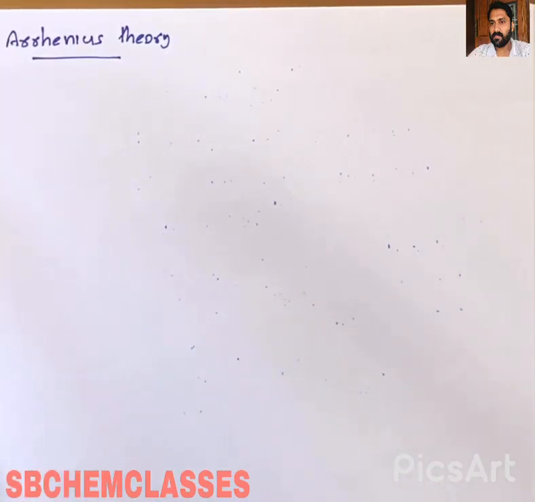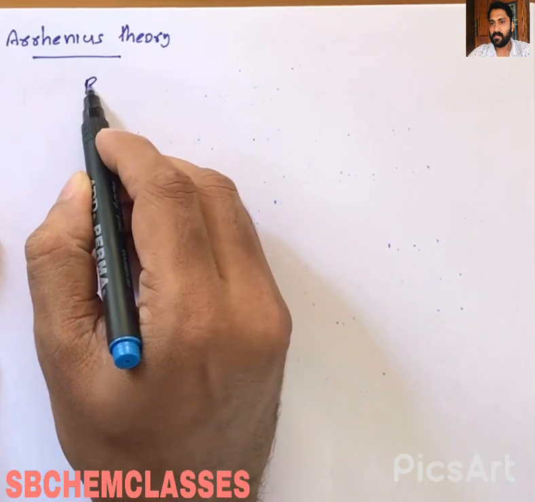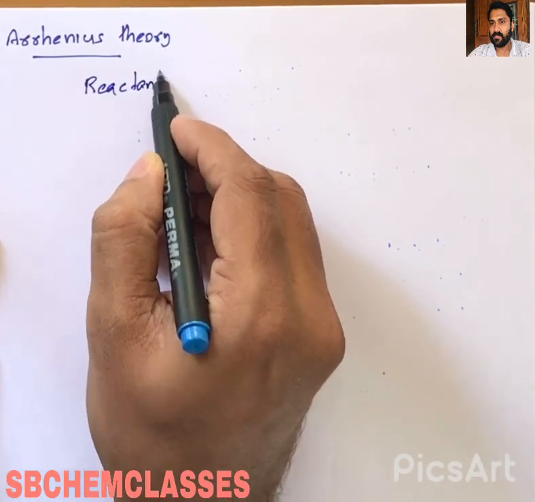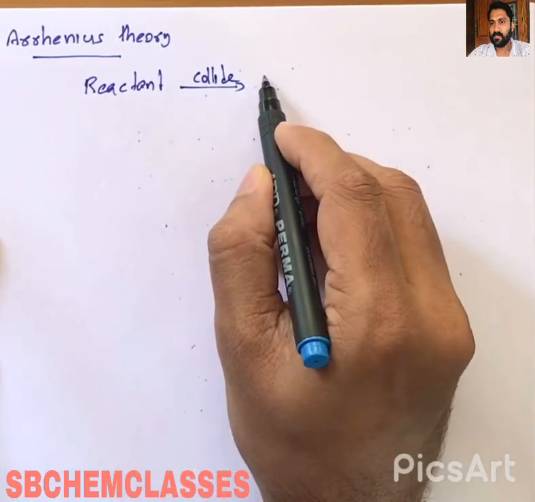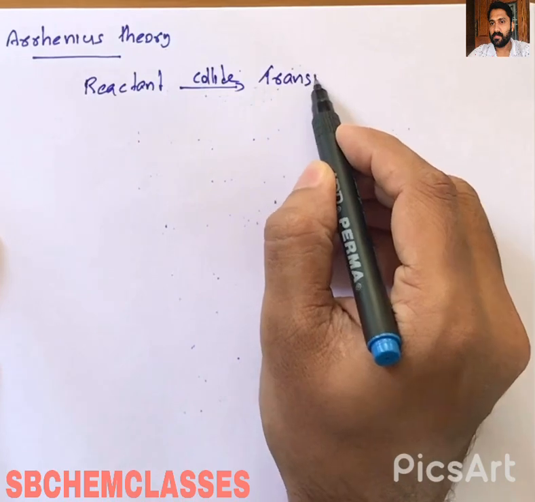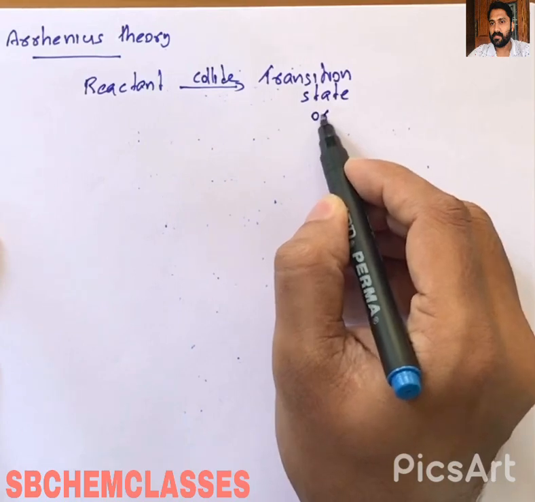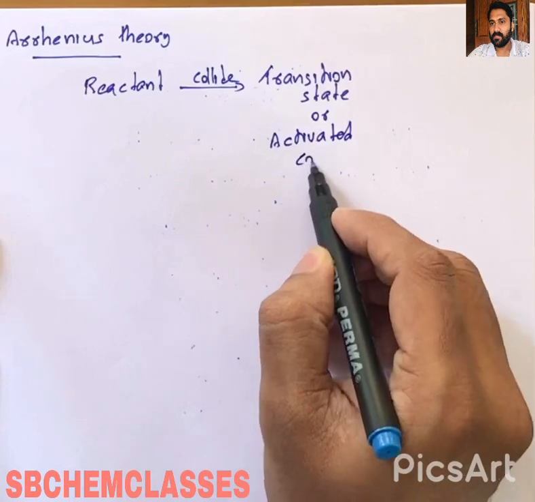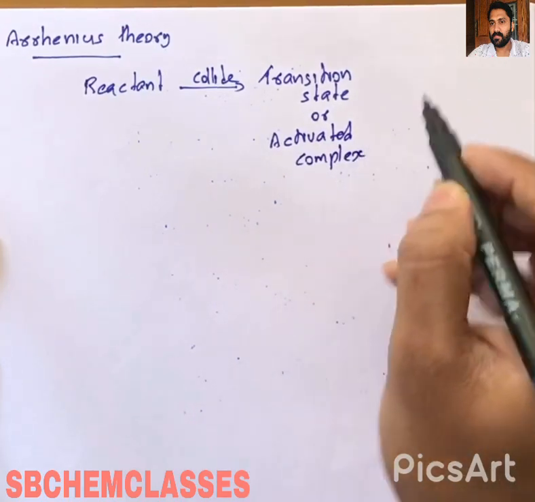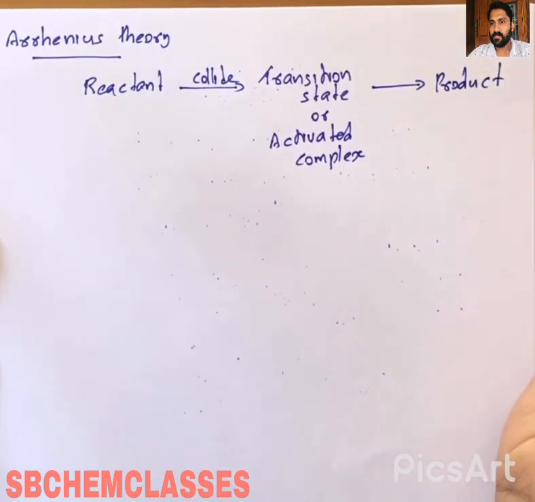Today we are going to discuss important points of Arrhenius theory. According to Arrhenius theory, reactant molecules collide with each other to form a transition state or activated complex, which is then converted to product. It is the path of a chemical reaction.